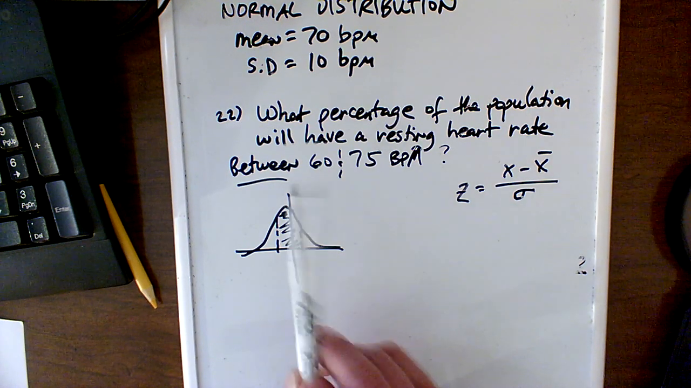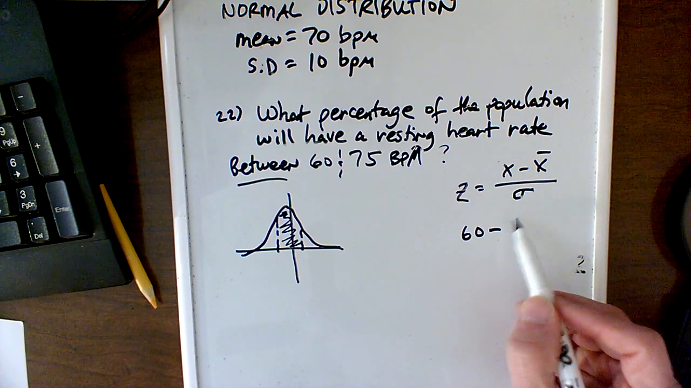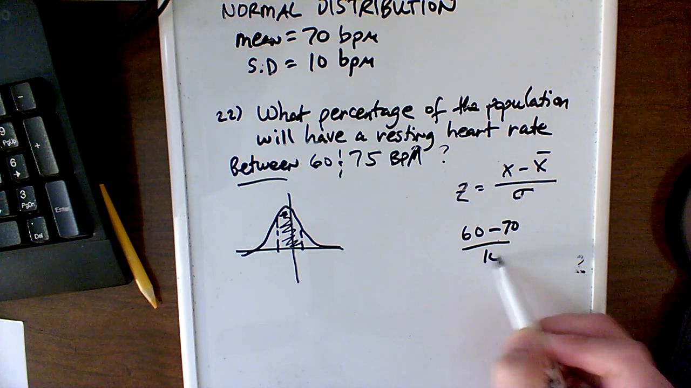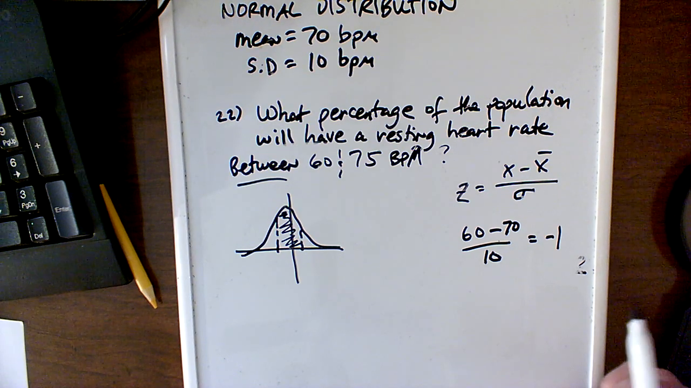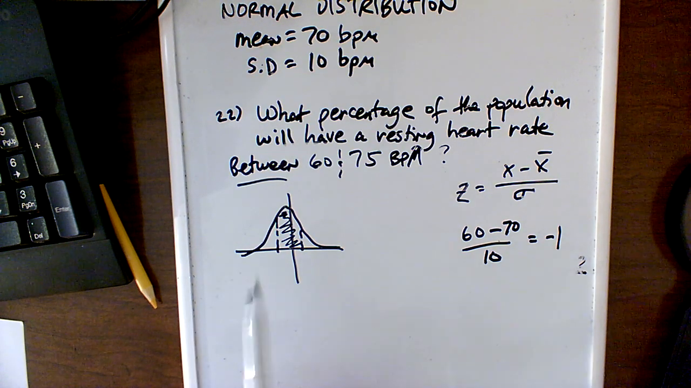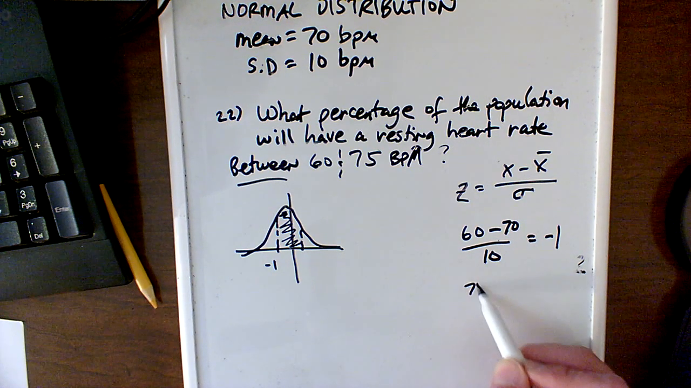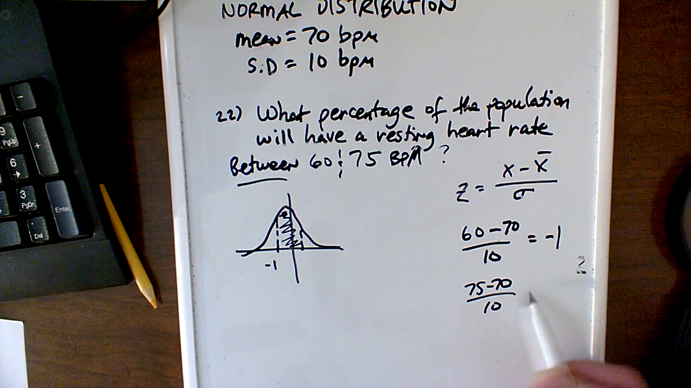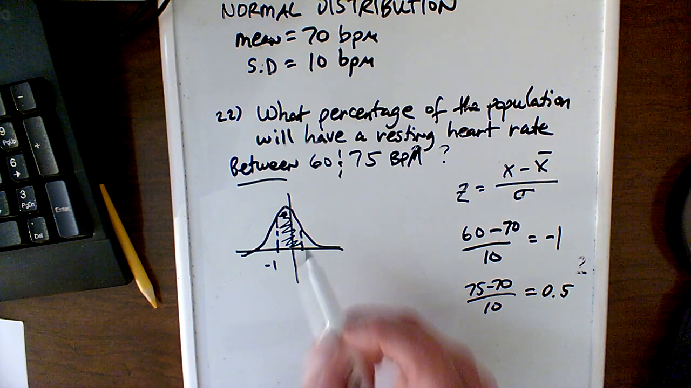So let's do the 60. The z-score for the 60 is 60 minus 70 over 10. And that's negative 10 over 10, which is negative 1. So I'll put a negative 1 there. And then 75, which would be 75 minus 70 over 10, which is 0.5, and that's a positive 0.5.